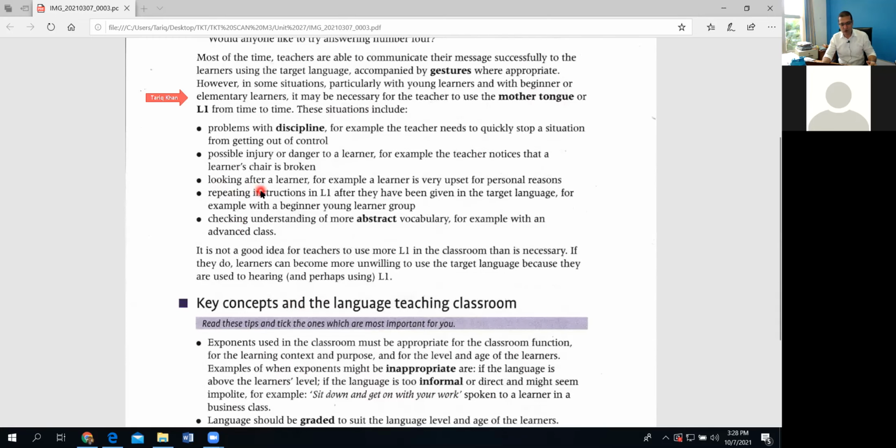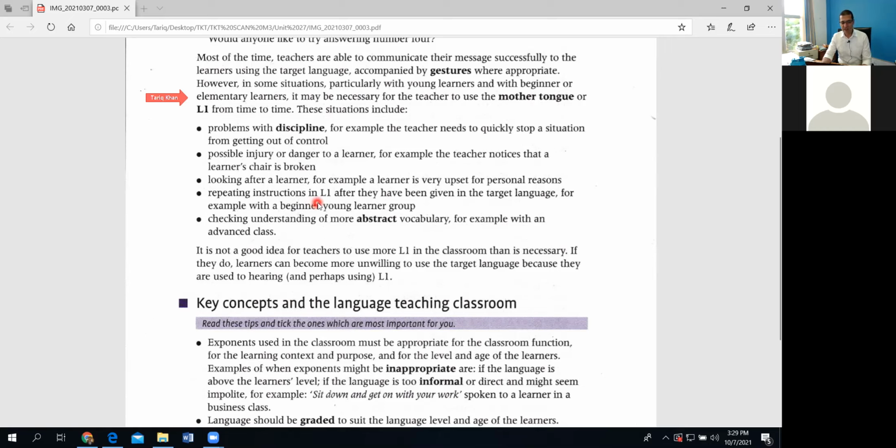Next is looking after the learner. For example, a learner is very upset for a personal reason. There is a small child not taking it, crying. You might have faced this kind of situation, those who are teaching, especially in preschool. Sometimes in primary also it happens. If they are upset for some reason and you want to console them, and you are consoling them in English, it will not be so effective. So you had better console them in the mother language.